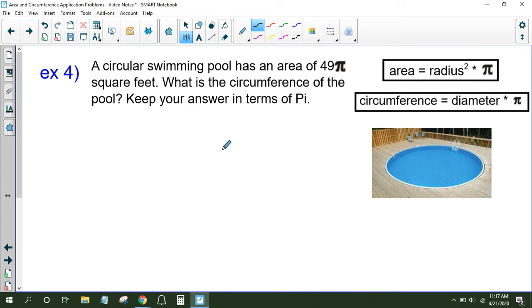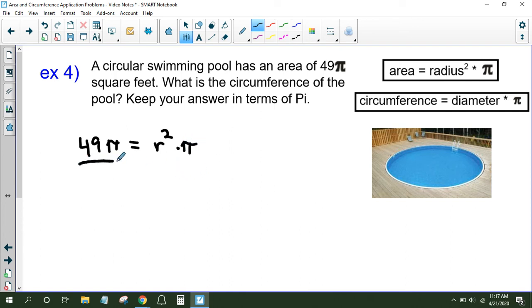So we have a circular swimming pool, and the pool has an area of 49 pi square feet. And we have to calculate the circumference of the pool. We're going to keep our answer in terms of pi. Again, they're giving us the area, so we're going to have to work backwards to get the radius. So area, 49 pi, equals the radius squared times pi.